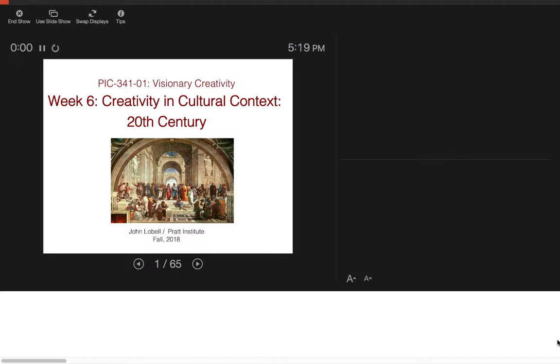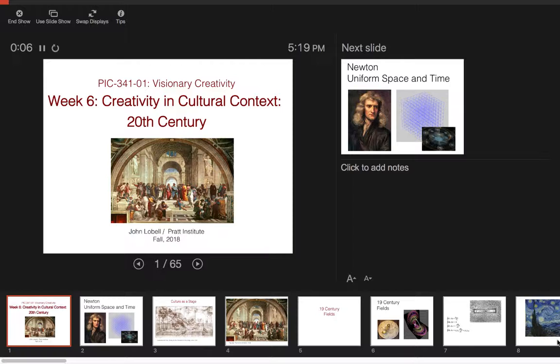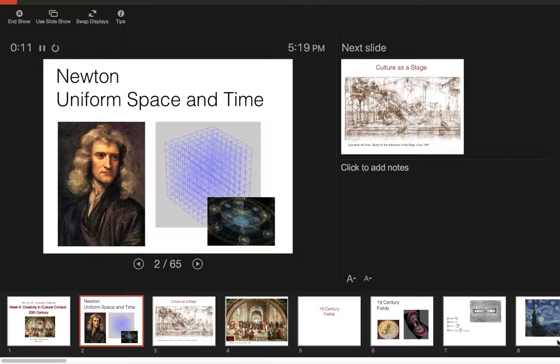So, 20th century. And next class, we'll do the 21st. So again, get on our on-ramp. With the Renaissance, we get uniform space and time. Isaac Newton imagines that there's a giant grid permeating all of space, and a giant clock ticking away throughout all of time. And that orients us.